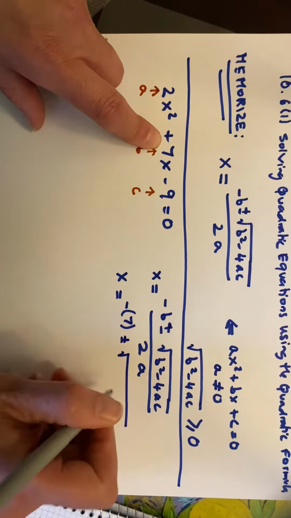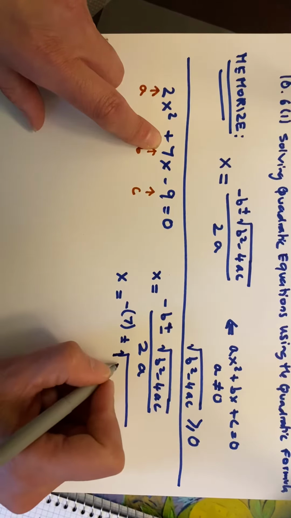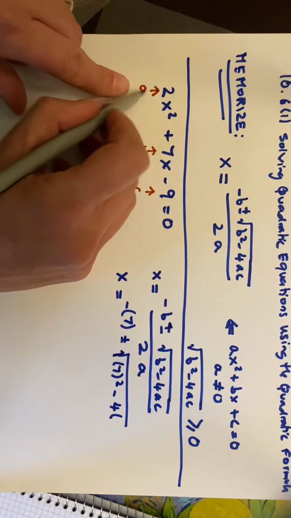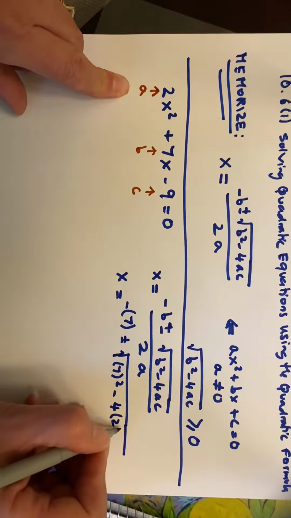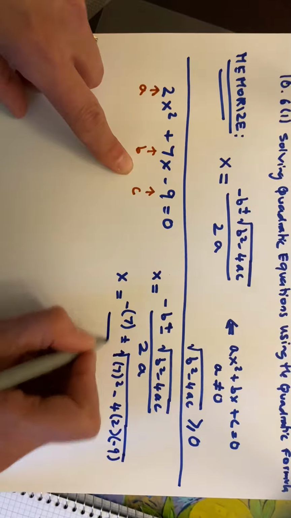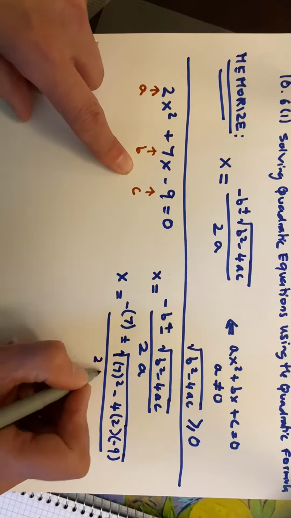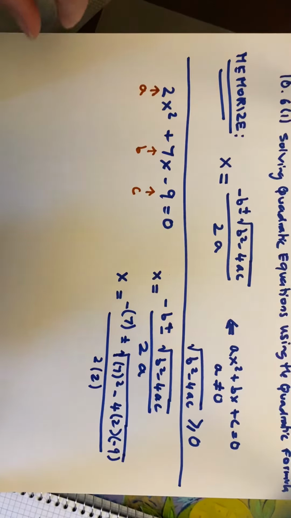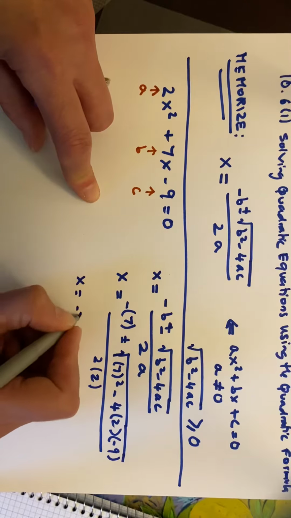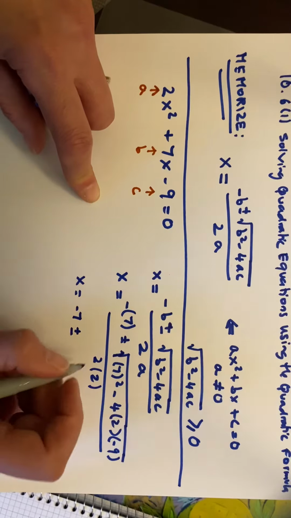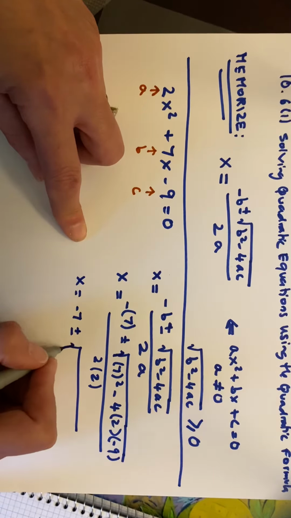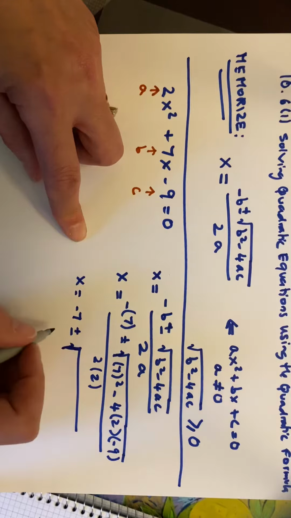Plus or minus the square root of b squared, 7 squared, minus 4, times a, well, a is 2, and c is negative 9. Again, I don't want to lose those negatives, over 2 times a, which is 2. Okay, now I'm going to start to simplify. x equals negative 7 plus or minus, don't forget, you have to rewrite it every time. Don't take shortcuts. I promise you, some of you are going to try to take shortcuts, and then you're going to start finding that all your answers are wrong.